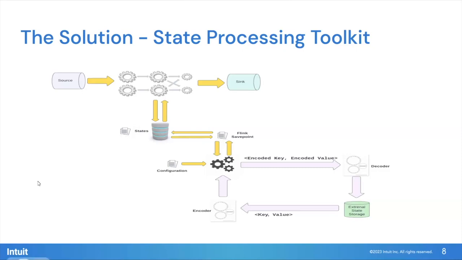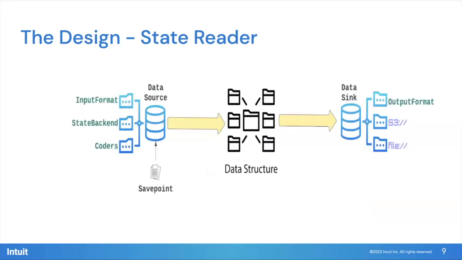For the state reader and state bootstrapper, we'll take a configuration file. The configuration file describes the state data, such as the data type, or if there is any customized coder. The state reader reads the data from a savepoint file using a backend state store, decodes the data, and saves the data to some external storage. Similarly, the state bootstrapper reads the state from the external storage, encodes the data, and then saves the data in a savepoint file. Next slide, please. Now, before we demo our tool, let's go over the high level design briefly.